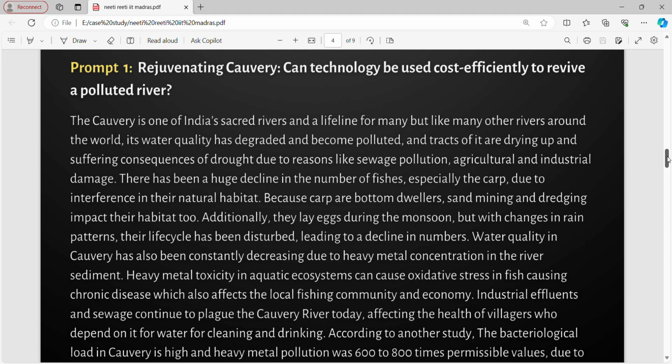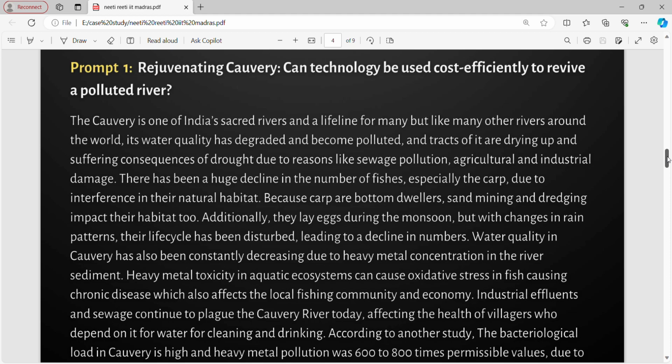Water quality in Kaveri has also been constantly decreasing due to heavy metal concentration in the river sediment. Heavy metal toxicity in aquatic ecosystems can cause oxidative stress in fish, causing chronic disease which also affects the local fishing community and economy. Industrial effluents and sewage continue to plague the Kaveri River today, affecting the health of villagers who depend on it for water for cleaning and drinking.